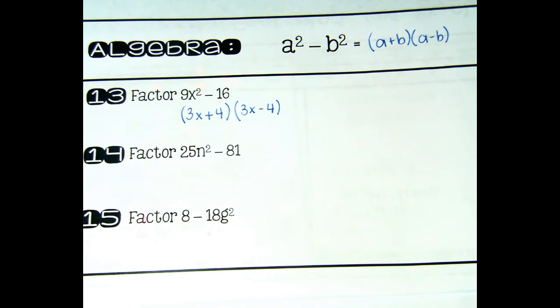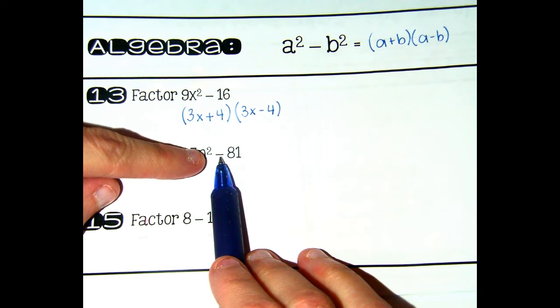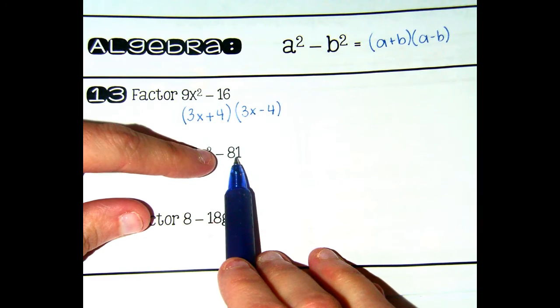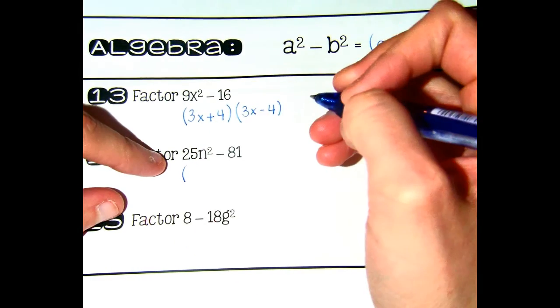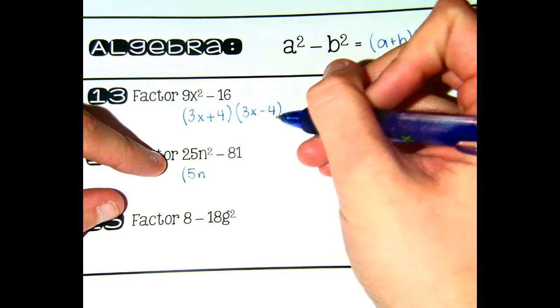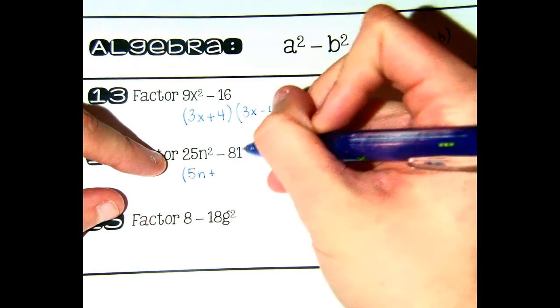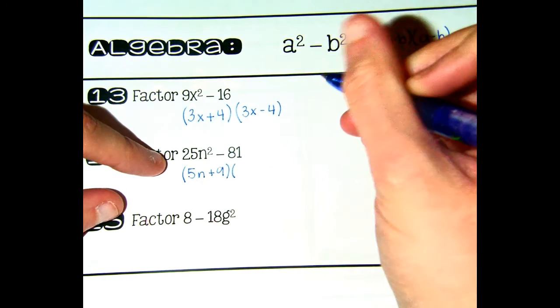Alright, let's do number 14. Is 25 a perfect square? Is it minus? Is that subtraction? Yeah. Is 81 perfect? Okay then. What's the square root of 25? Plus 9. How about in the other one?